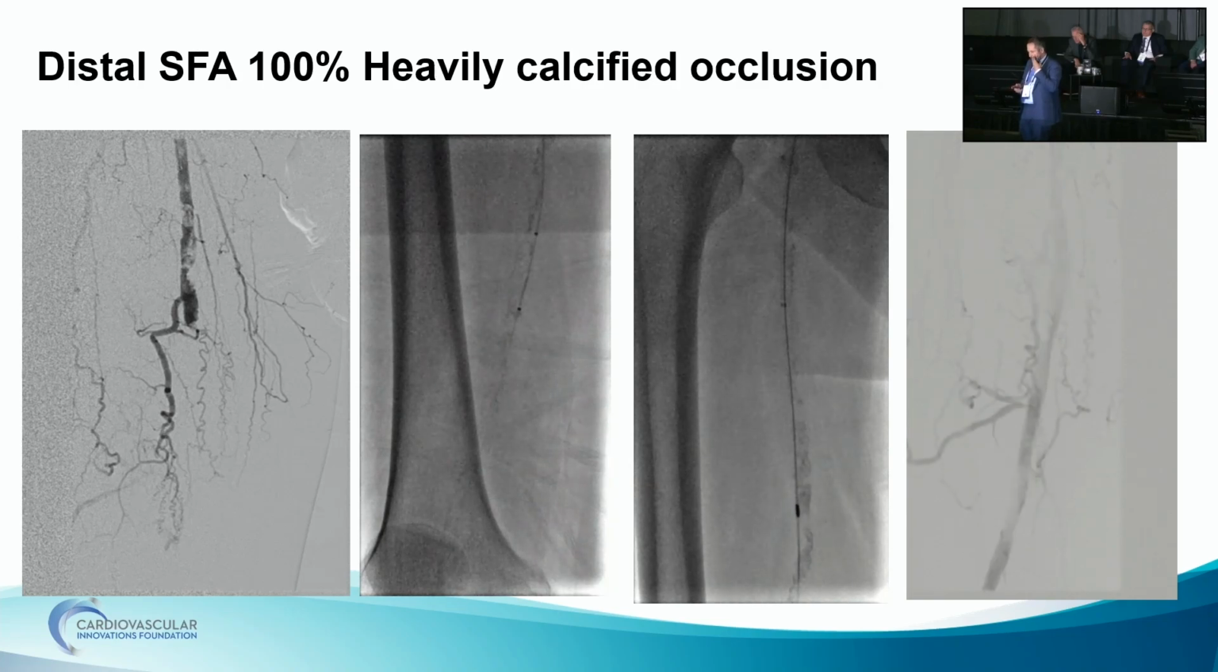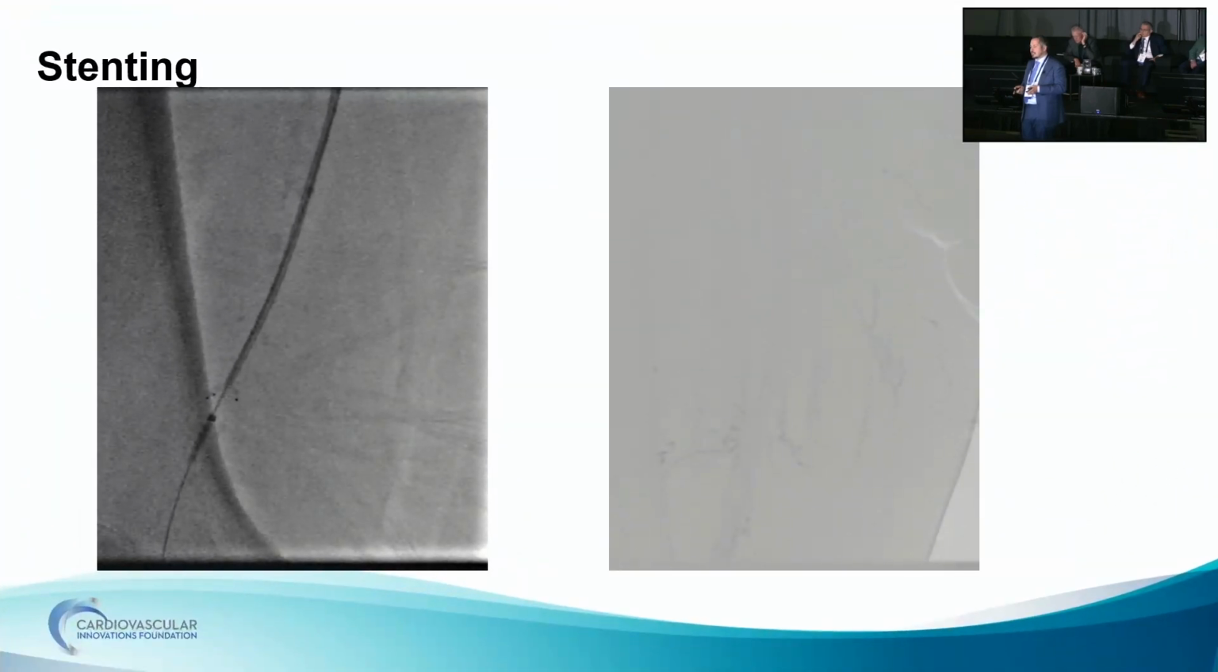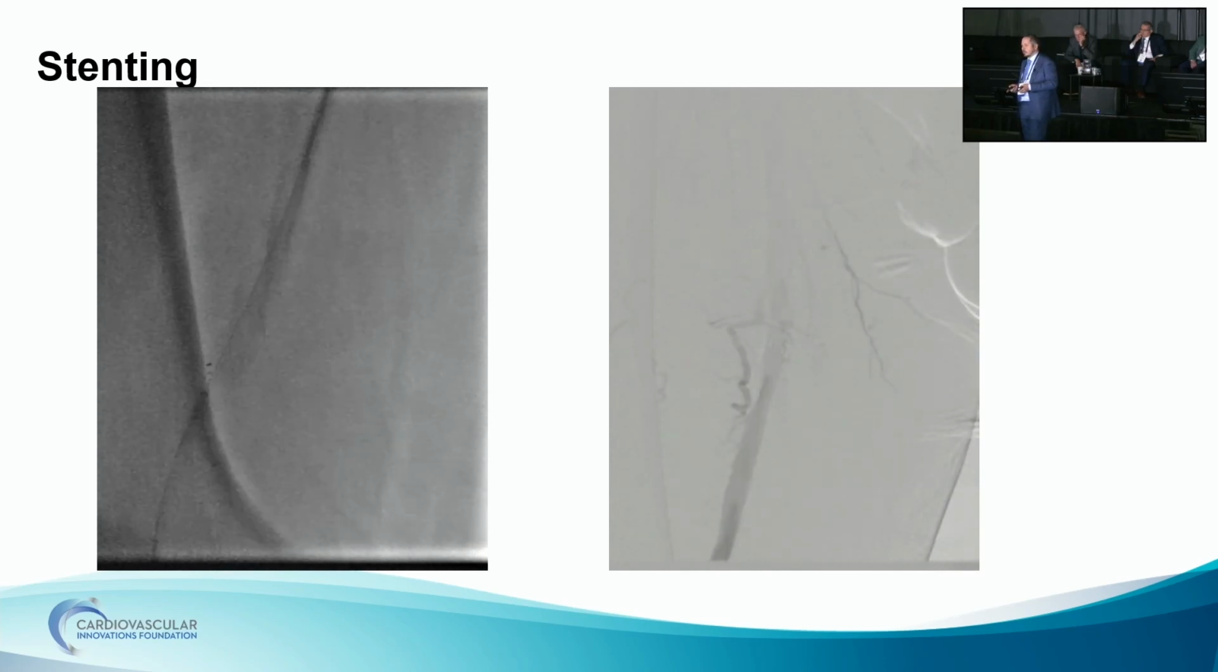We delivered a CSI, and you can see significant flow-limiting dissection. When we did this case, unfortunately, we did not have the privilege of having a 200 shaft DCB. So in this case, I had to put a stent. We deployed a 7x150 Misago stent, and that's our final result.